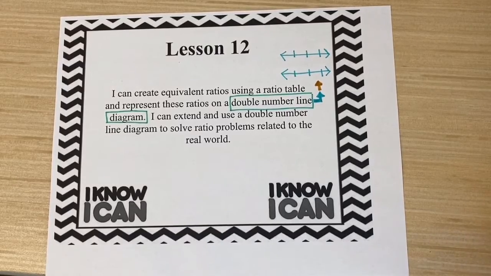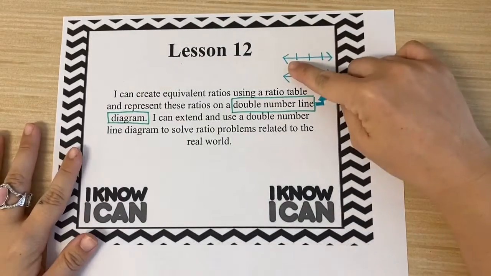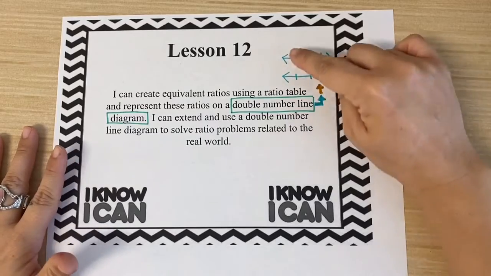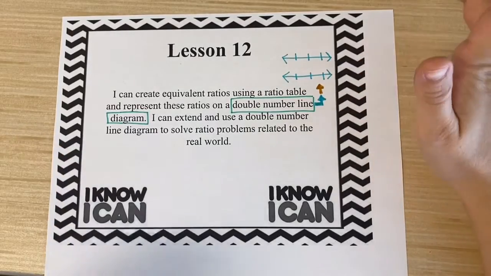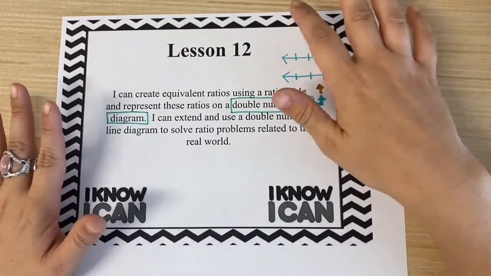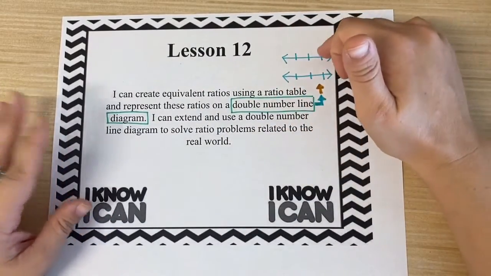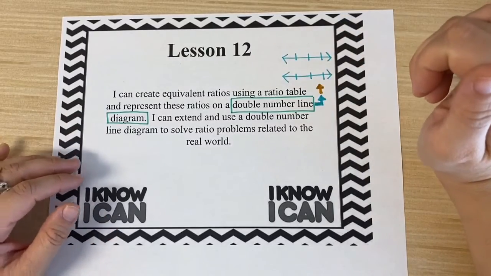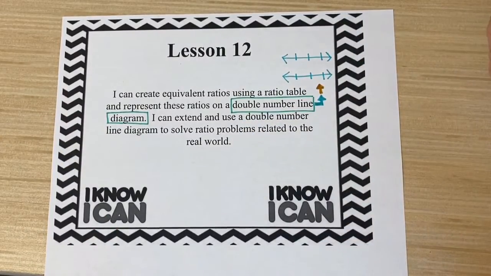Okay, today's video is lesson 12. Our content goal: I can create equivalent ratios using a ratio table and represent these ratios on a double number line diagram. So we're going to be using two number lines today to look at ratio data in a way that's similar to ratio tables. First we'll have a ratio table, then we will be plugging some numbers into two number lines that look like this. And I can extend and use a double number line diagram to solve ratio problems related to the real world. Let's get started.